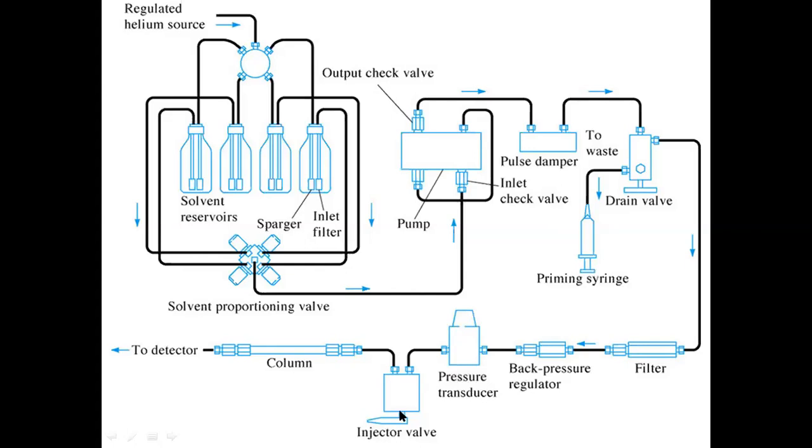This injector valve is used to introduce the sample into the chromatography column, and in the chromatography column, a suitable stationary phase will be present. Solute molecules are separated, and the separated solutes move towards the detector, and the detector functions for its role, and the solute molecules are characterized, showing what type of solute is present or what amount of solute is present. So this is the process followed while using high pressure liquid chromatography or high performance liquid chromatography.